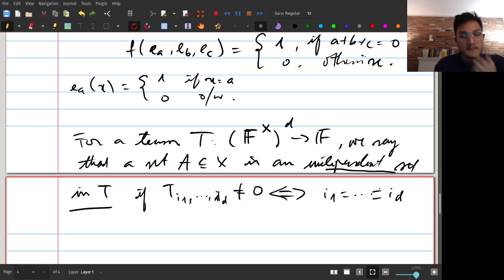Okay, what this kind of means is that A is an independent set if you just take the subset A of this tensor, then it's diagonal, kind of.